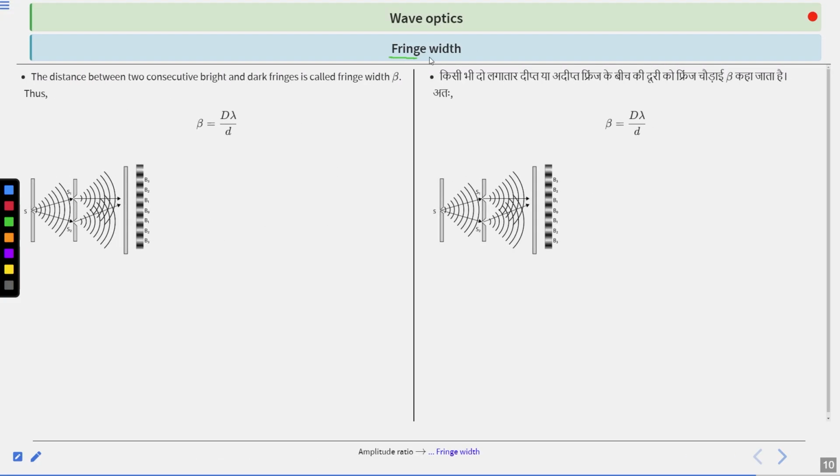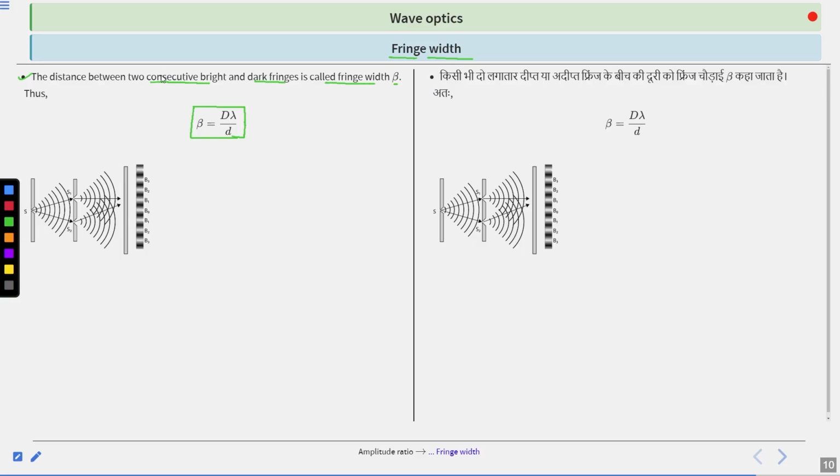Next is fringe width. The distance between two consecutive bright or dark fringes is called fringe width and denoted by beta. Thus, beta is equal to D lambda divided by d. Here capital D is the distance between the sources and the screen, lambda is the wavelength, and small d is the distance between the sources.